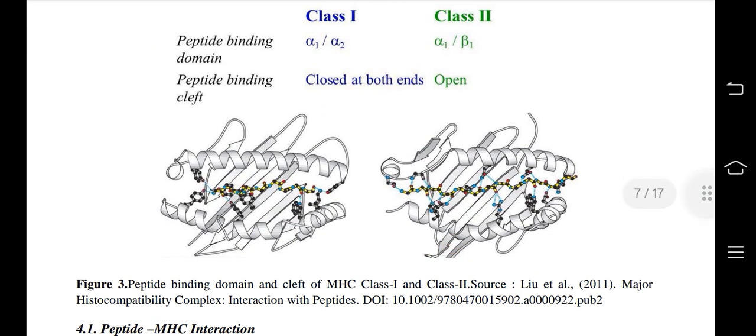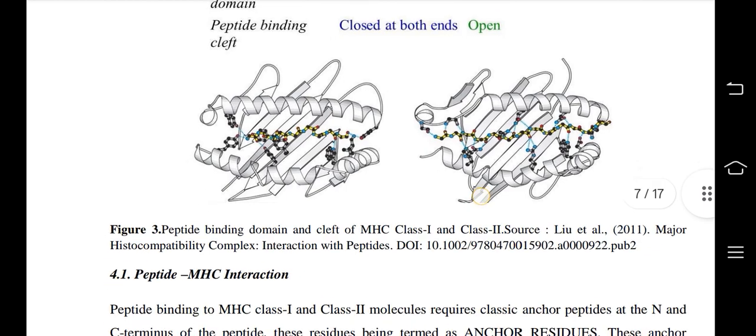So here we could see the peptide binding domain, alpha 1, alpha 2 in class 1, and alpha 1, beta 1 in class 2. Peptide binding cleft closed at both ends. Next one is open. So peptide binding domain and cleft of MHC class 1 and class 2, class 2 complex.